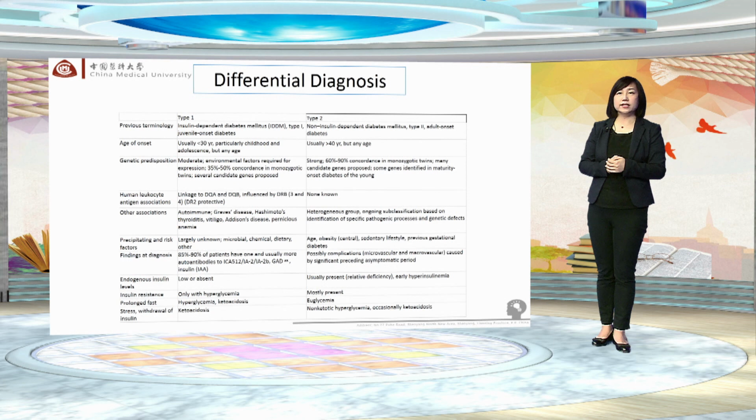About the endogenous insulin levels, type 1 diabetes is low or absent. Type 2 diabetes usually presents early hyperinsulinemia. For insulin resistance, type 1 diabetes only has it with hyperglycemia, but type 2 mostly has it present. Type 1 diabetes is more prone to ketoacidosis.